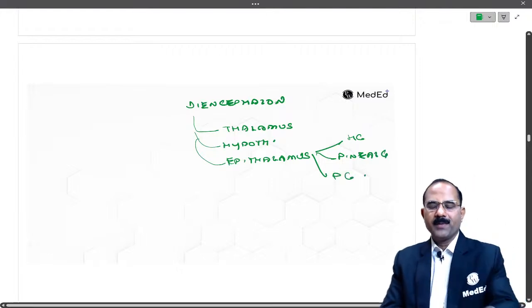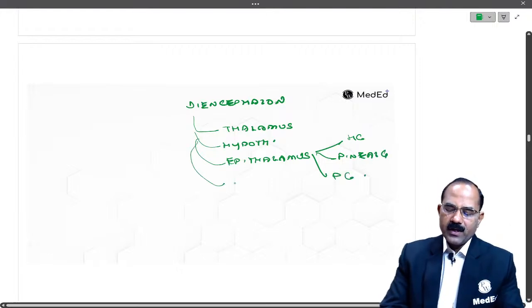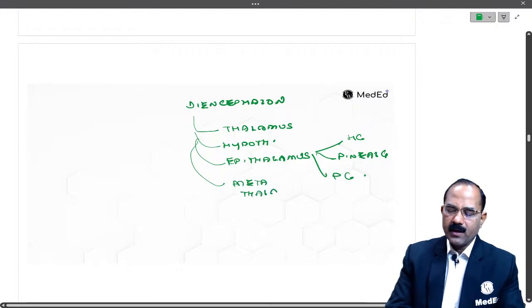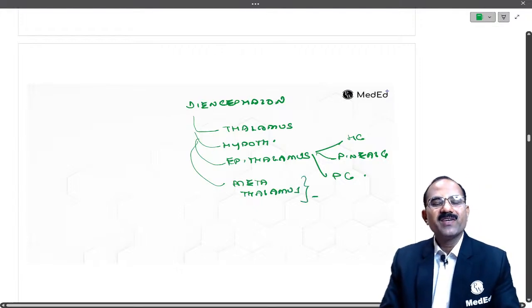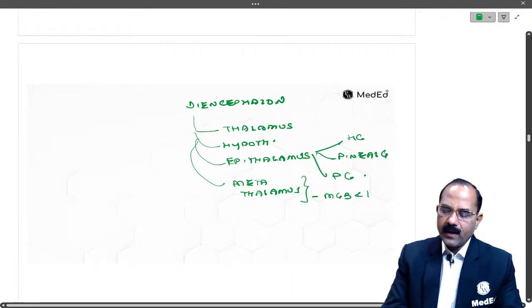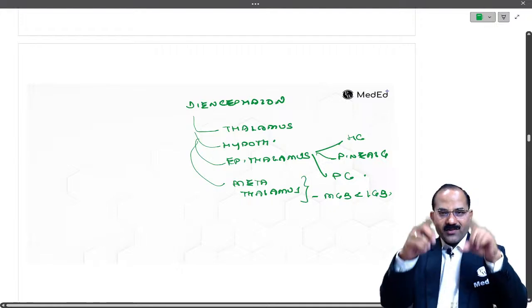This forms the epithalamus. The next part of the diencephalon is the metathalamus. Can anyone tell me what the metathalamus is made up of? Anyone? The metathalamus is made up of the medial geniculate body and the lateral geniculate body. There are medial and lateral geniculate bodies, right.